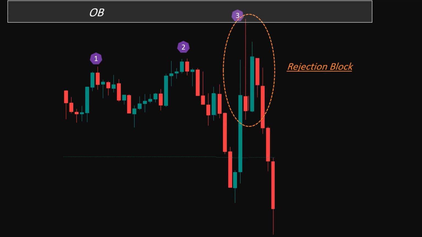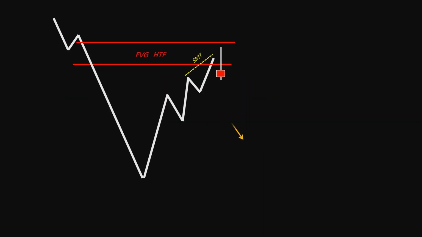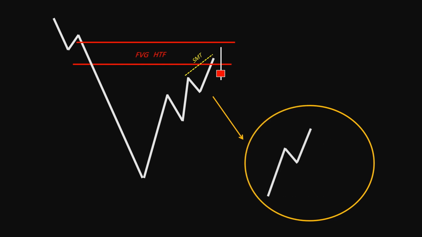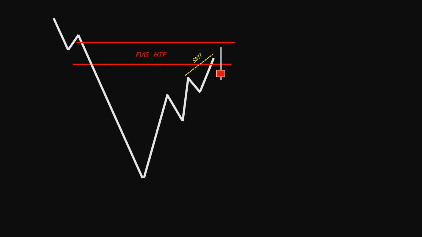One of the confirmations that can enhance the validity of a rejection block is the formation of an SMT or smart money technique with the correlated assets of that symbol. I prefer to consider trading rejection blocks when there's a smart money technique. This means that another instrument has a breaker here, which should not see this low. I have previously covered the rejection block and SMT in 2 separate videos. You can see the link in the description.